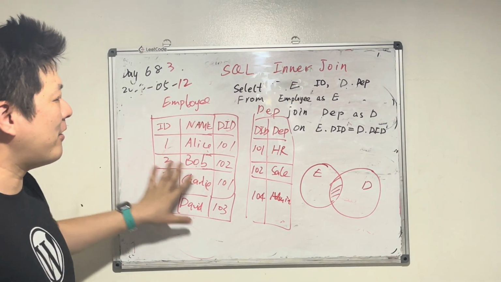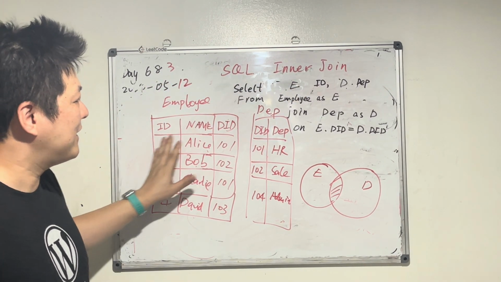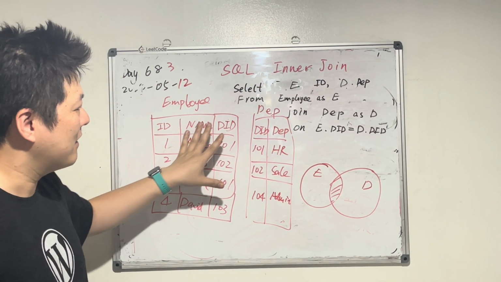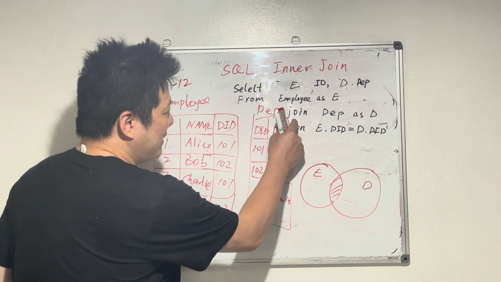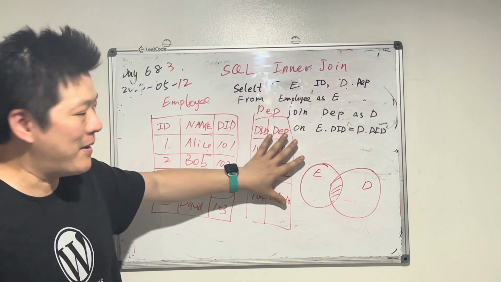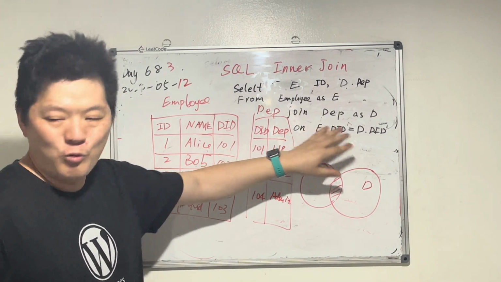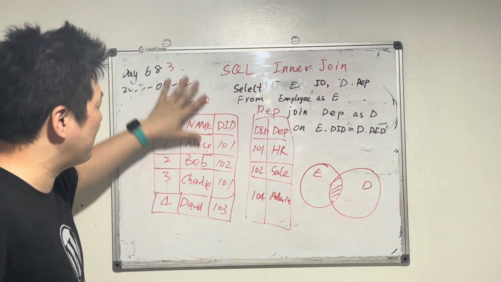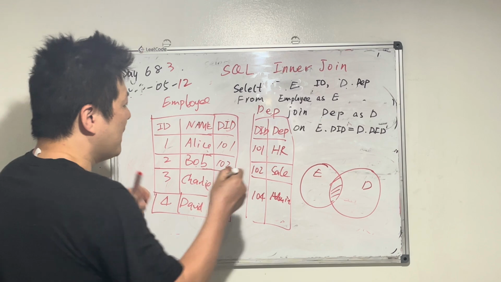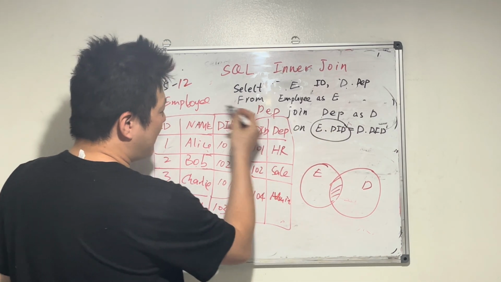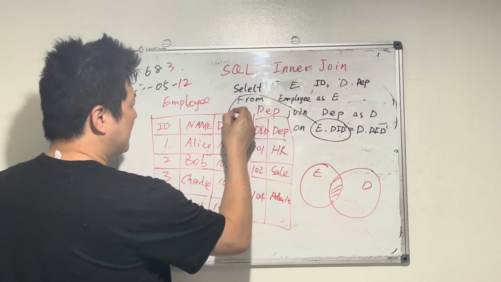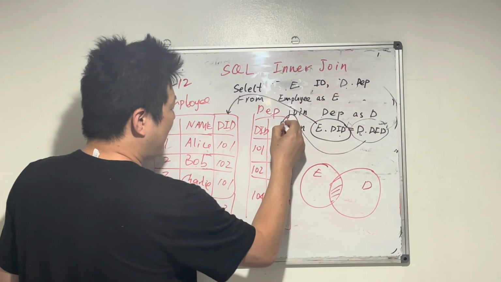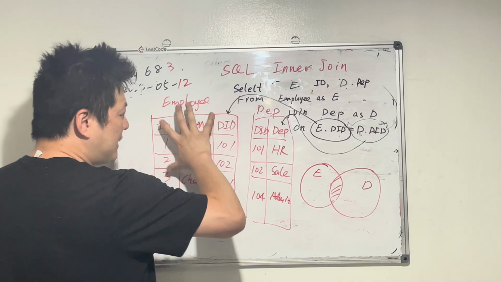So here, can you guess what happened? Select employee ID and department name from the employee table, inner join department on the department ID from the employee table, which is this column, equals the department ID from the department table, which is this column. Basically we want to join these two tables.